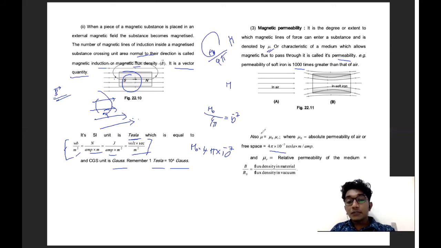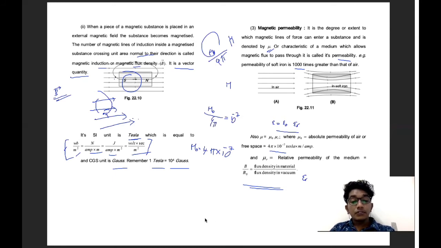And mu is equal to, just like our epsilon, what is epsilon? Epsilon is equal to epsilon 0, epsilon r. Similarly, mu is equal to mu 0, mu r. Mu 0 is absolute permeability of air or free space, 4 pi into 10 to the power minus 7 Tesla meter per ampere. So mu r is known as the relative permeability of the medium, just like our epsilon r, which is the relative permittivity of the medium. So B by B0 is equal to flux density in the material divided by flux density in vacuum.